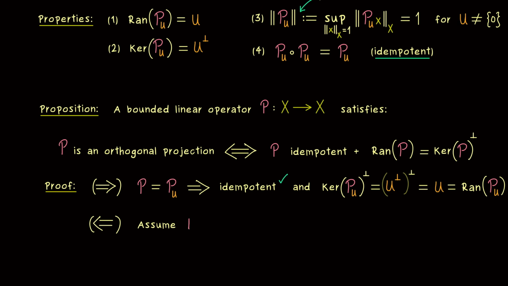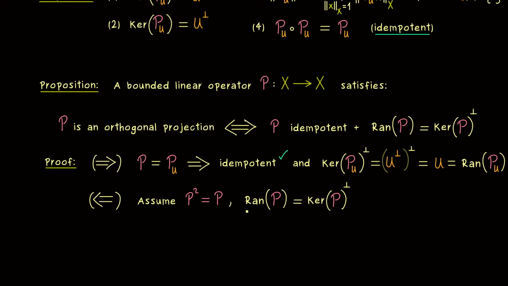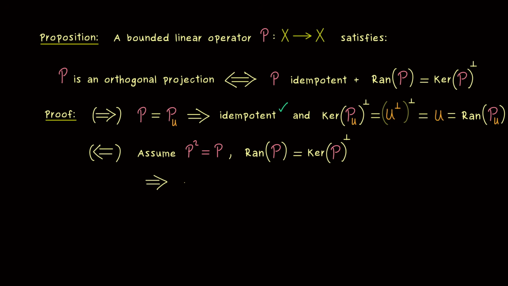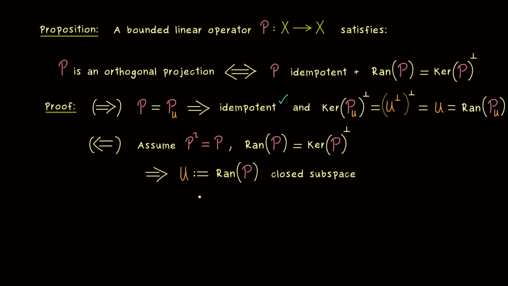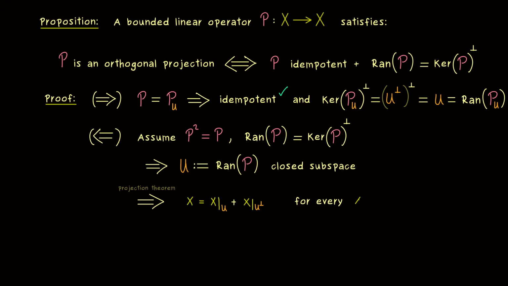So here we just assume 2 things. First, that P squared is equal to P. And second, that the range is orthogonal to the kernel. However, this equality with the orthogonal complement already tells us that the range of P is closed. So this is a standard property of the orthogonal complement, and now we can use it to define our closed subspace U. And with respect to this U, we can just use our standard projection theorem, which means our decomposition for any vector x. And there we just have to show that if we apply P to this x, we get out our x projected to U.